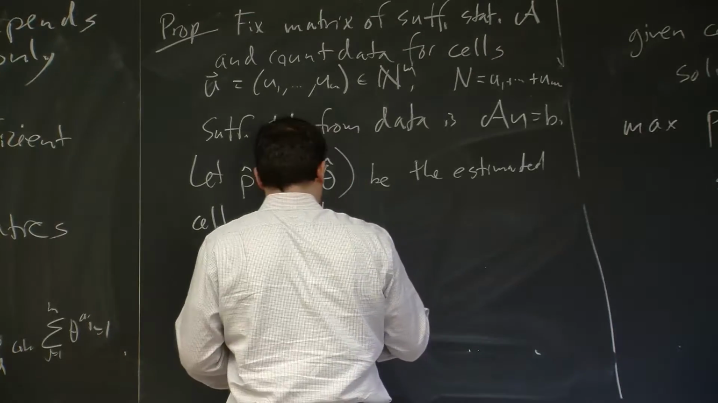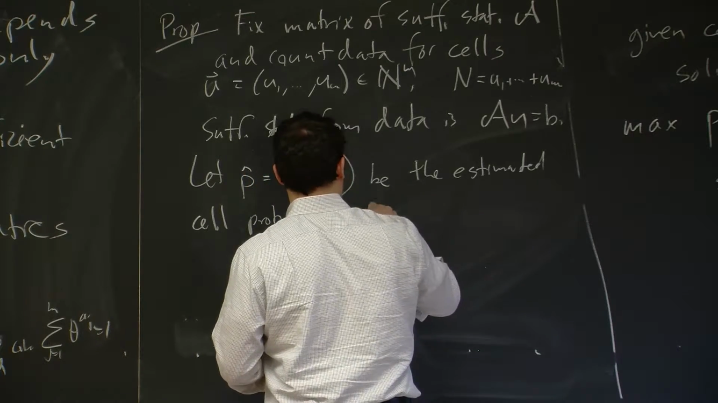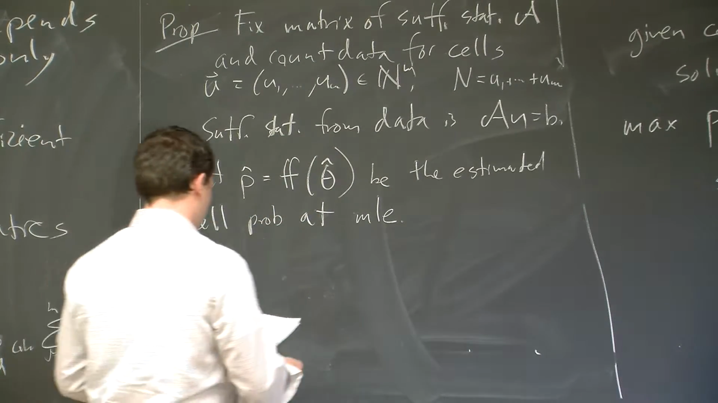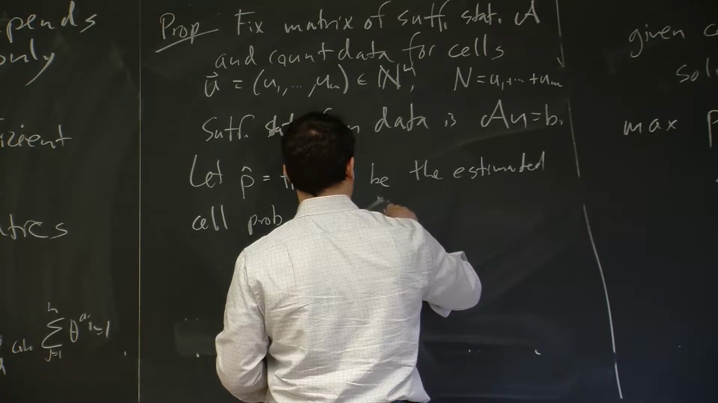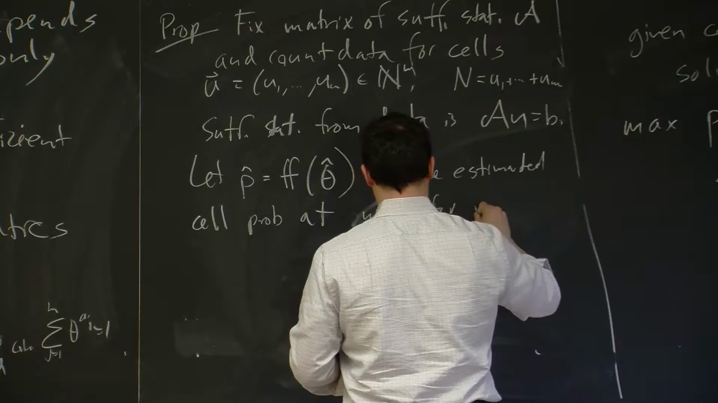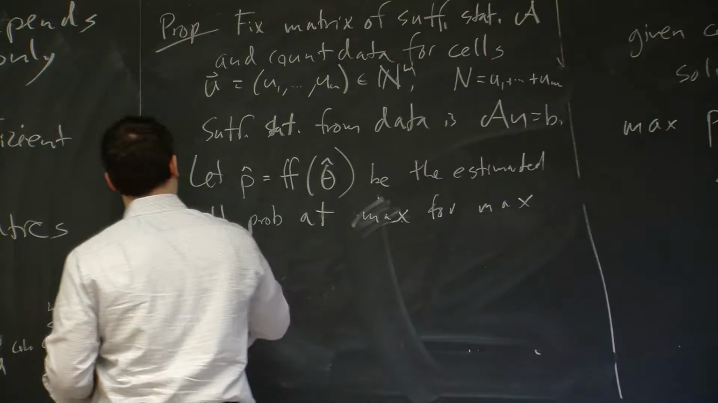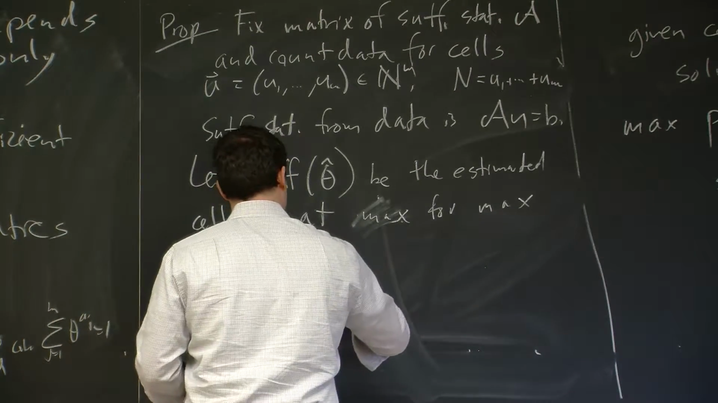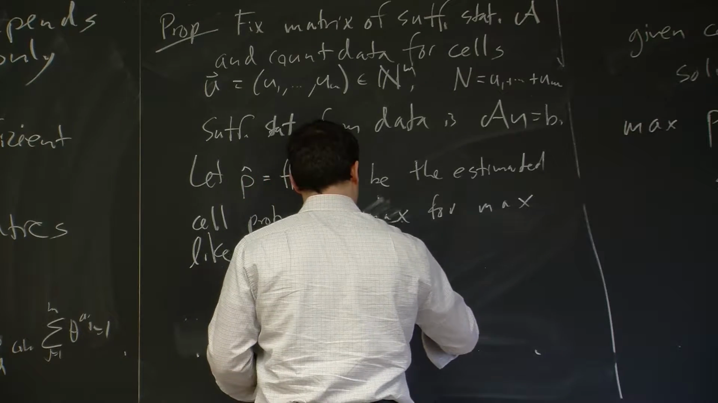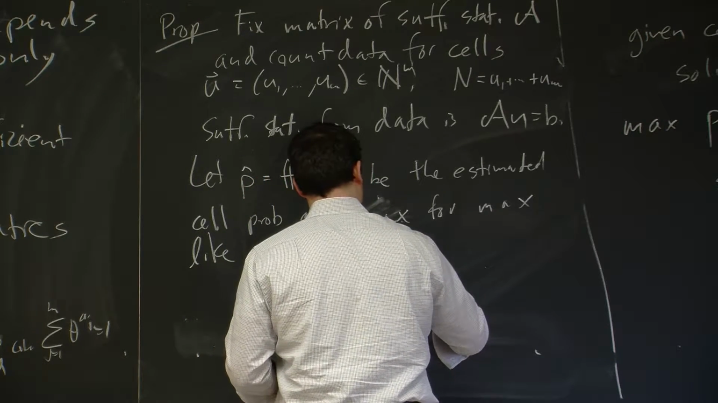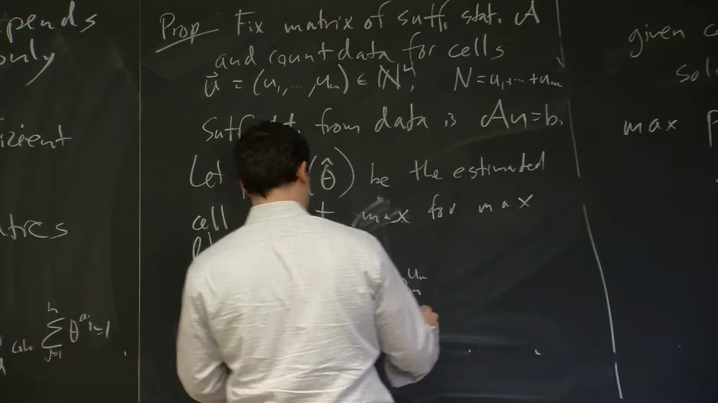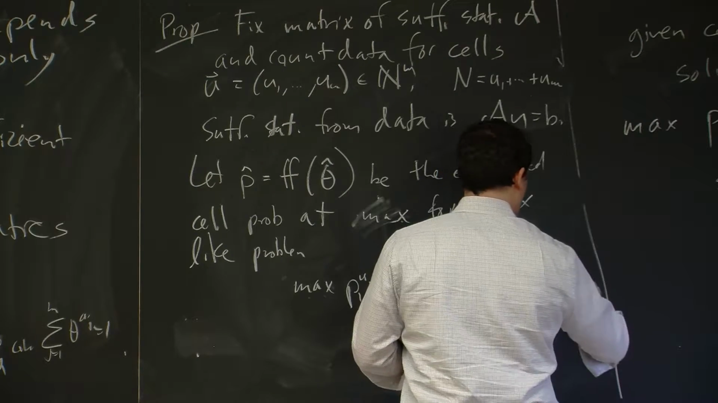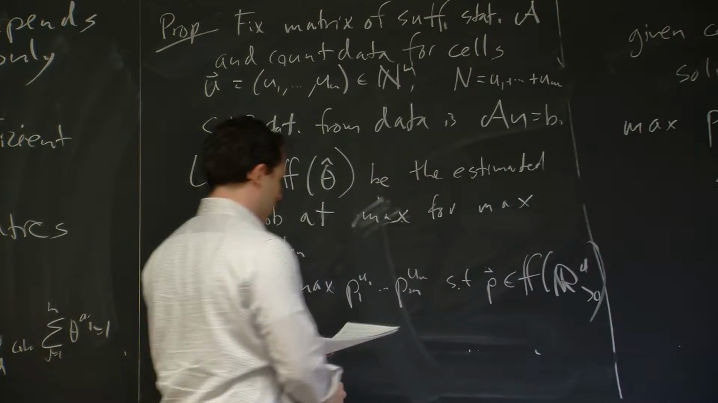Ideally, I'd like this to be at an MLE, but let's just say at the MLE. In fact, it's true at also just like a local maxima, but let's say at the maximum for the likelihood problem, the maximum likelihood problem, which was max P1 to the U1 times P2 to the U2 times up to Pm to the UM, subject to this P being in the model, being an allowed distribution from our assumptions.